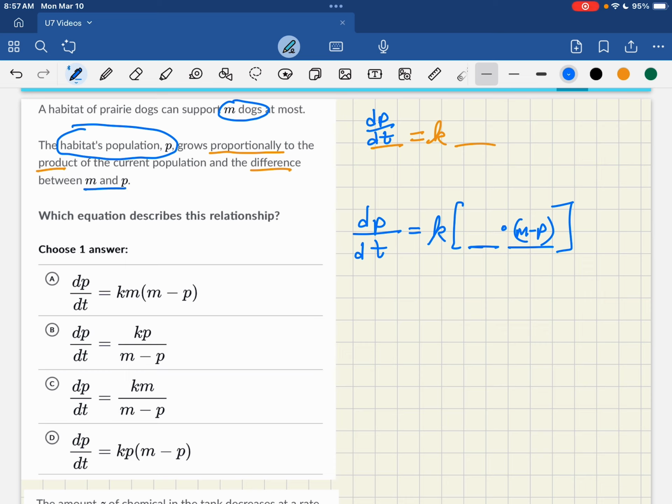But now, what is the current population? The habitat of prairie dogs can be supported as M dogs at most. The habitat's population is P. So we're going to have to go with P as the habitat's population. So there you have it. You have the product of P and the difference of M and P. Therefore, it looks like this guy right here is our answer.